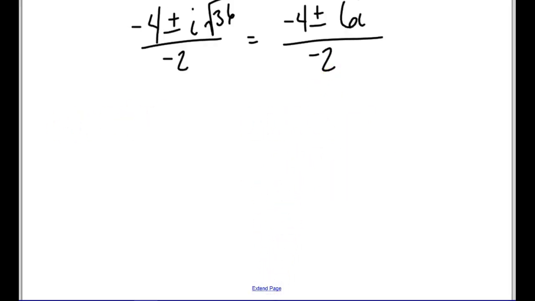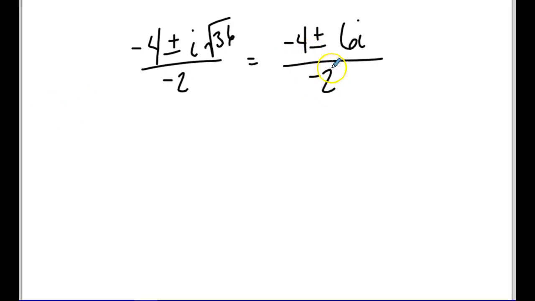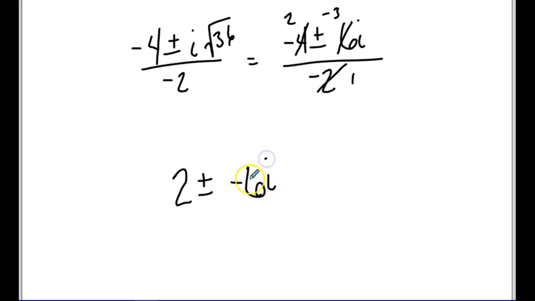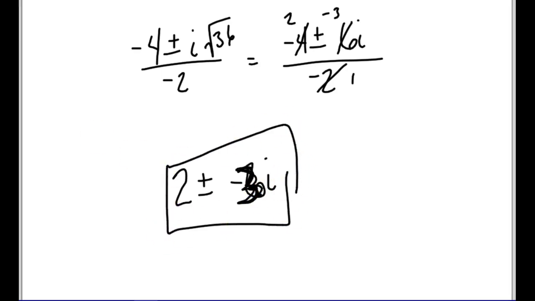So I see every single piece can be divided by this negative 2. So I've got negative 2 goes into negative 2 one time, negative 2 goes into negative 4 twice, and negative 2 goes into 6 negative 3 times. So I have 2 plus or minus a negative 6i. Oh, I'm sorry, negative 3i once I've simplified it. And that will be my final answer right there.